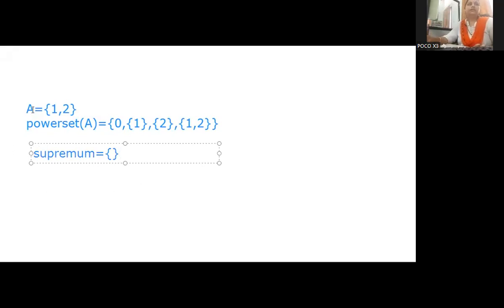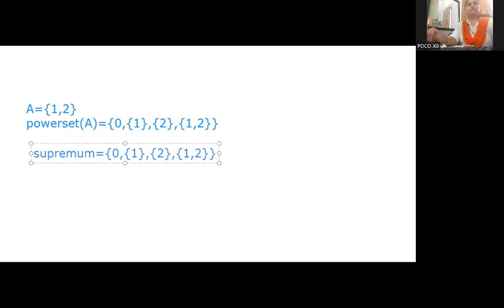See here, A is this one and power set of A is this one. What will be the union of these two, A and power set of A? What will be the union? 5, then 1, then 2, then 1, comma 2.